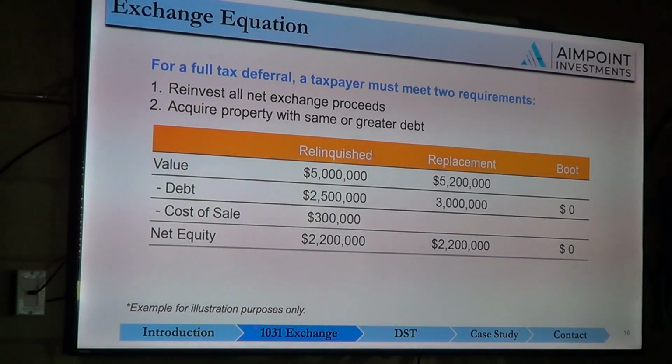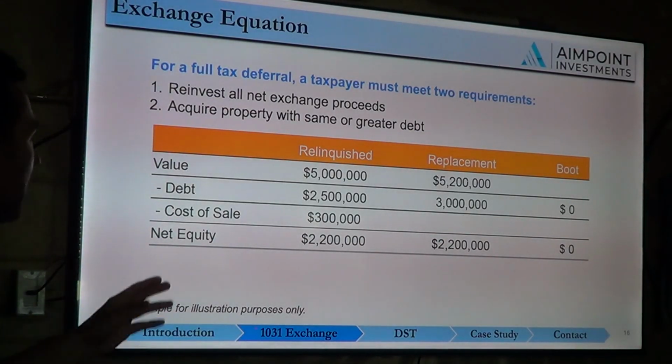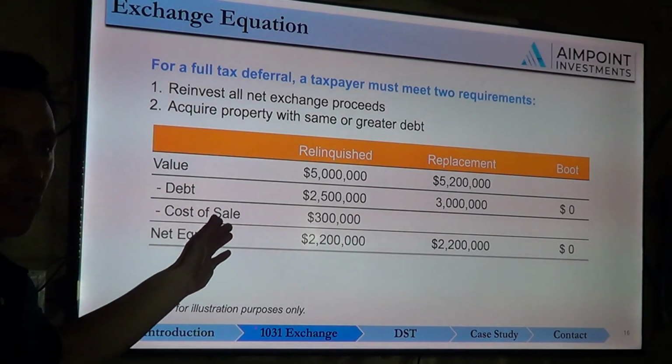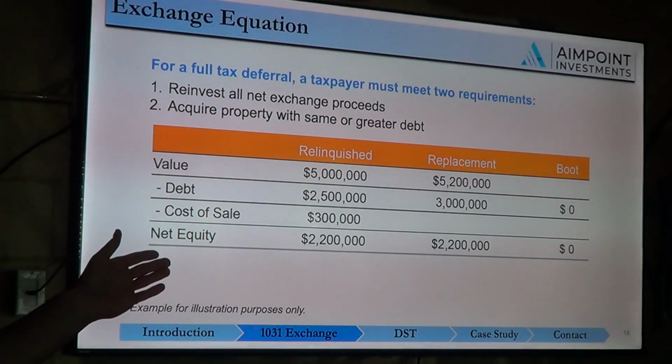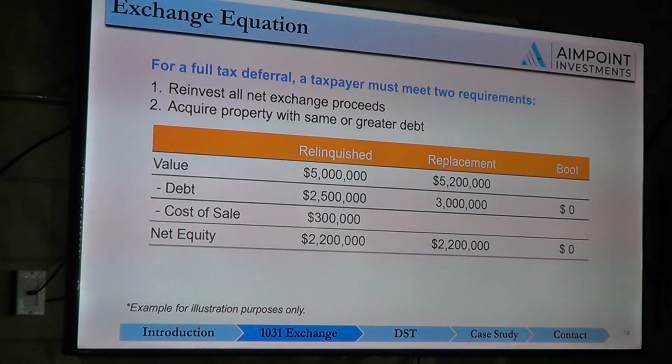We're going to reinvest the net proceeds. We're going to acquire a property with the same or greater debt. So you can see in this first column, we sold a property valued at $5 million. We paid off debt of $2.5 million and sales costs of $300K. That left us with net proceeds of $2.2 million. When we went to purchase, we purchased a property at $5.2 million. We took on a little more debt at $3 million, but we reinvested the full $2.2 million of our net proceeds. So in this case, we've got no value extracted, no mortgage boot, and no cash boot.